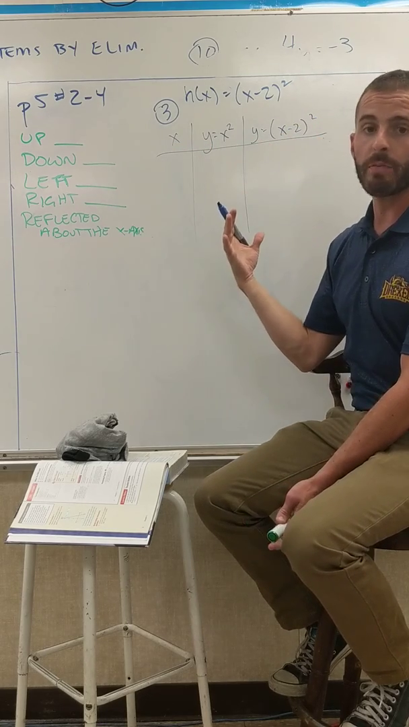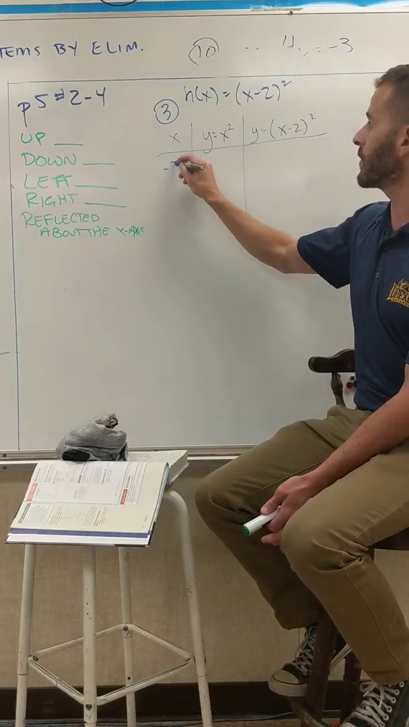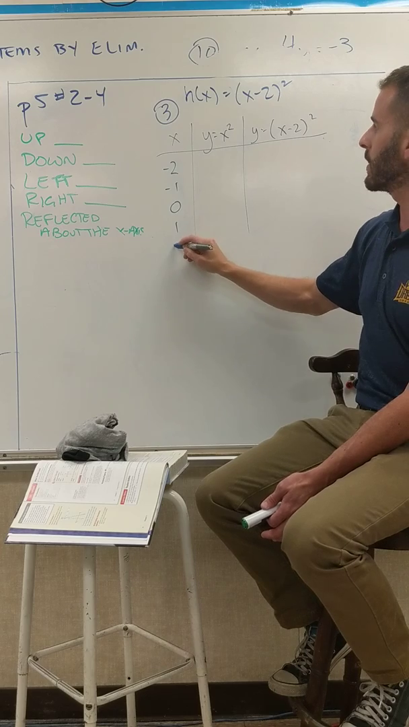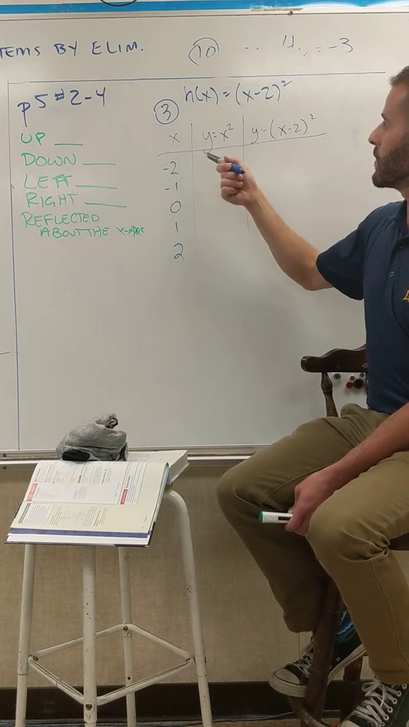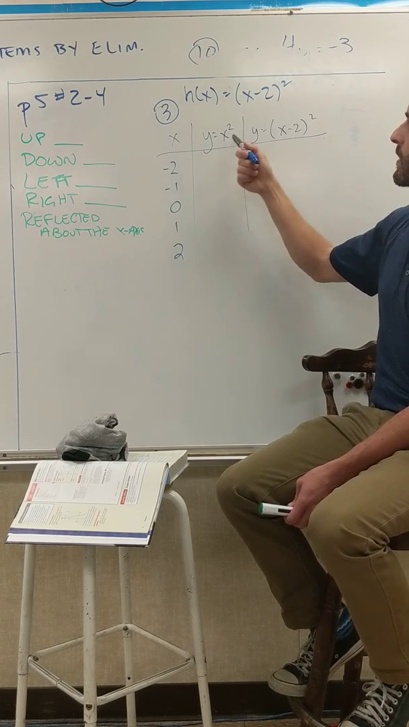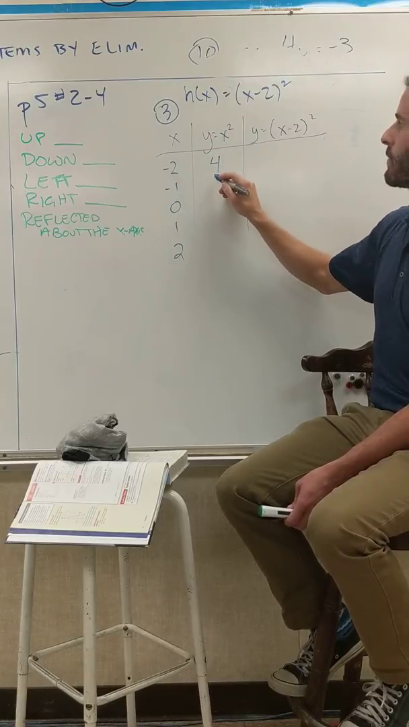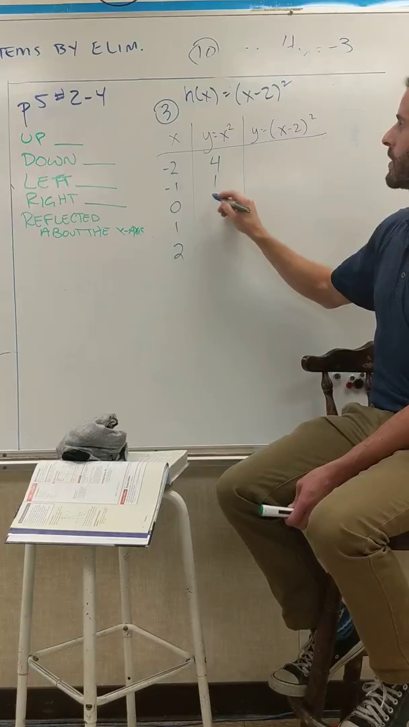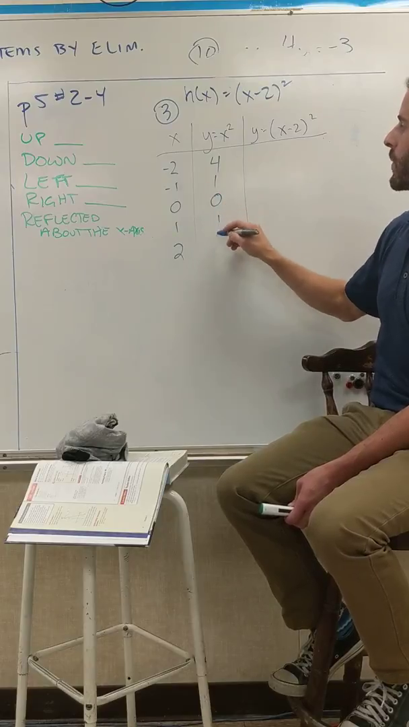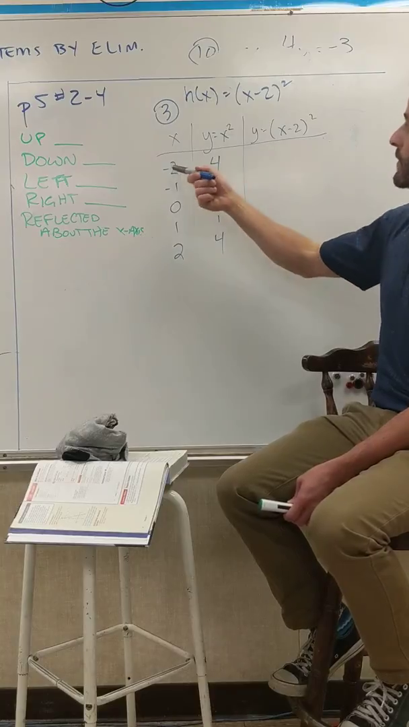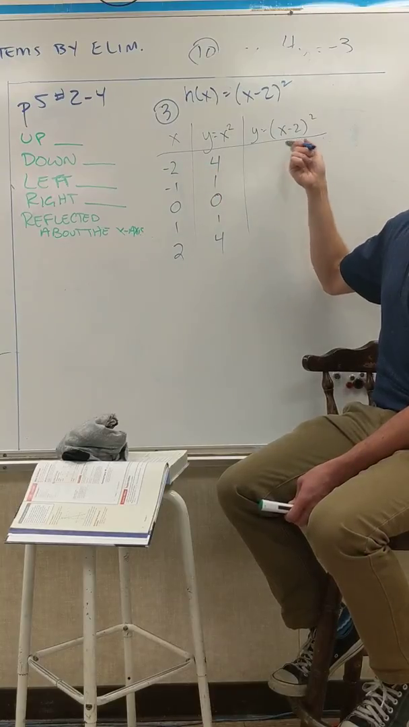Again, 5 points, simplest things to do. X is -2, -1, 0, 1, and 2. So we go ahead, plug in x over here. X squared: -2 squared is positive 4. -1 squared is positive 1. 0 squared is 0. 1 squared is 1. 2 squared is 4.